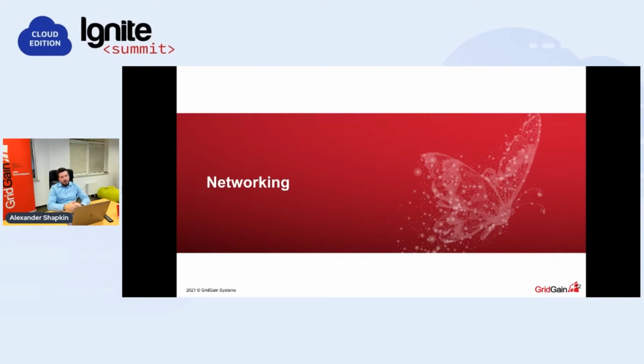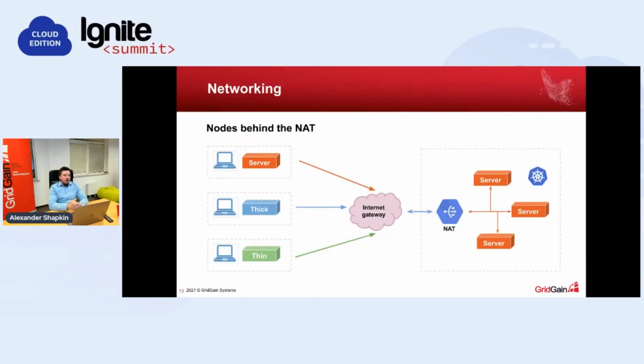Now let's move on to networking and talk about how to access your cluster from outside of the cloud and organize your nodes discovery. On this slide, you might see a cluster deployed in the cloud and 3 different nodes trying to connect to that cluster from behind the net. A server, a thick client, and a thin client. And the question is, which node should you choose if you want to access your cluster?